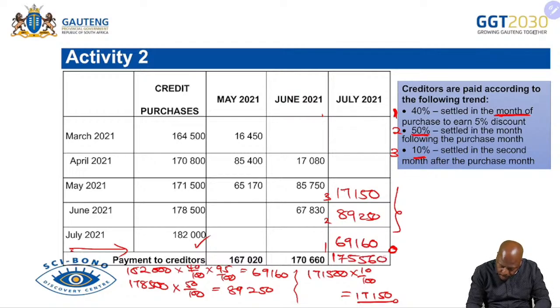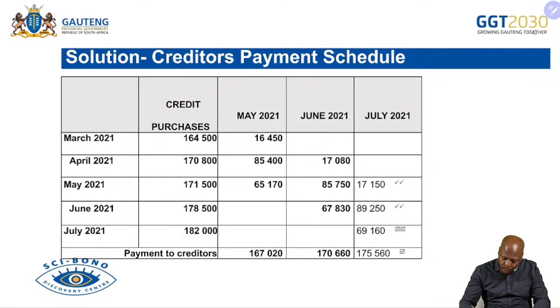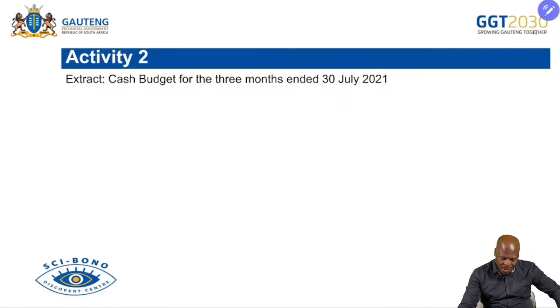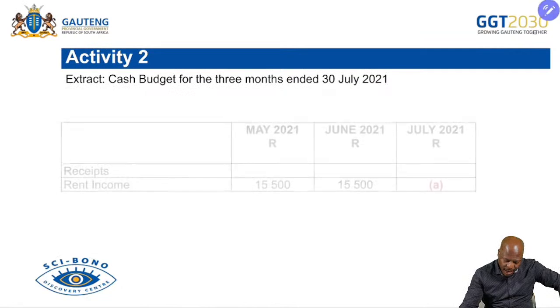175,560. Okay. Now that is how it was done. There it is, 175,560. Okay. I'm going to quickly now go to my next aspect.